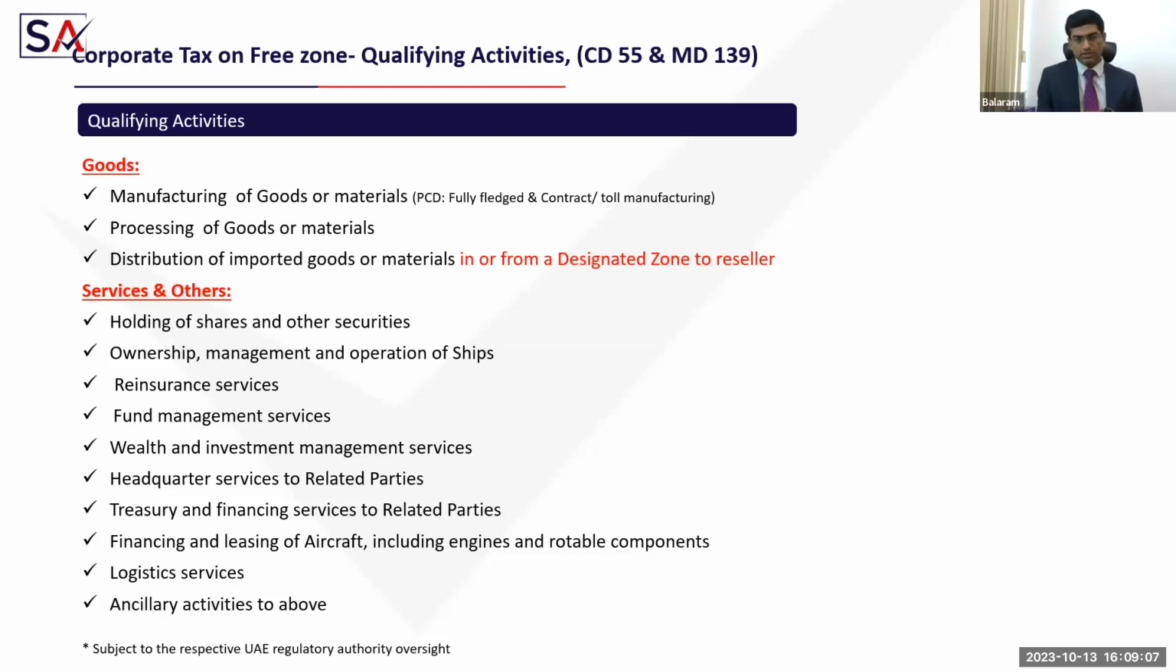The other services that are mentioned here, those services which already fall in this list, will be considered as a qualifying activity. Just to name them off: holding of shares or other securities, ownership, management, and operations of ships, reinsurance services, fund management services, wealth and investment management services, headquarter services to related parties, treasury and financing services to related parties, financing and leasing of aircraft, including engines and rotable components, logistics services, and ancillary activities to the above. So any activity that you perform with whomever you do business will be considered as qualifying income, and you are expected to have 0% tax if you comply with the other conditions we discussed in the previous slide.